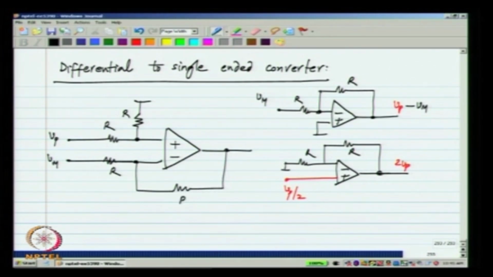I combine these two circuits. Now, from Vm to the output it is an inverting amplifier, from Vp to here it is a resistive divider, and from there to there it is a non-inverting amplifier of gain 2. So, here I get Vp by 2. So, at the output I will get Vp minus Vm.